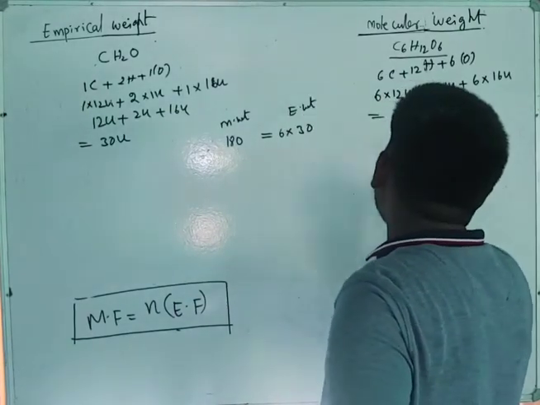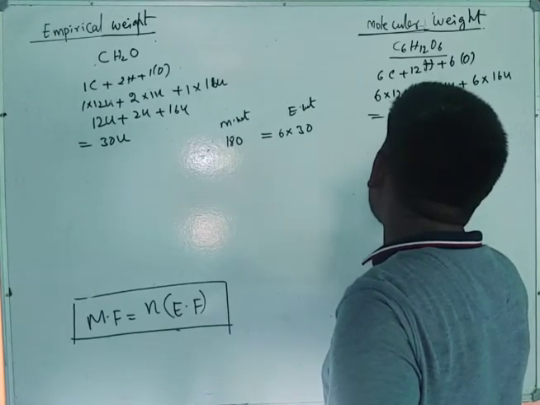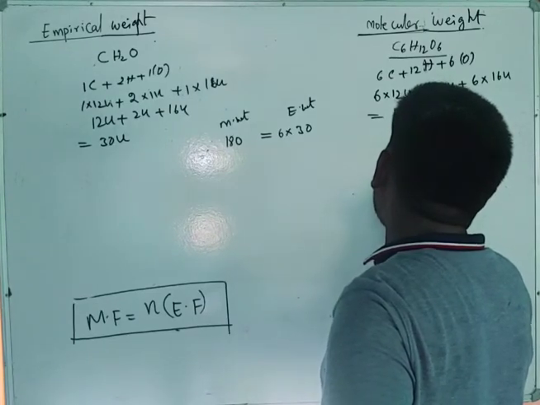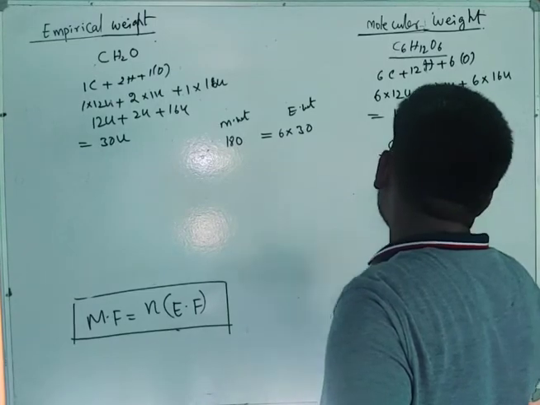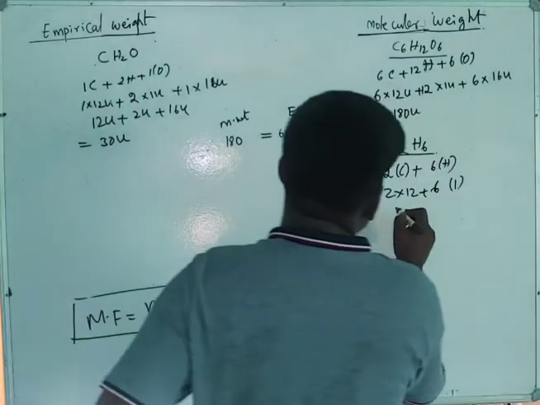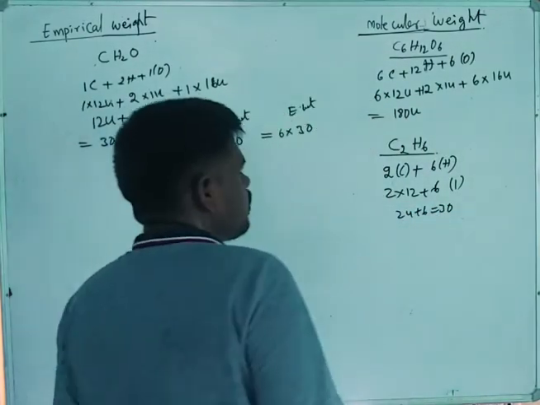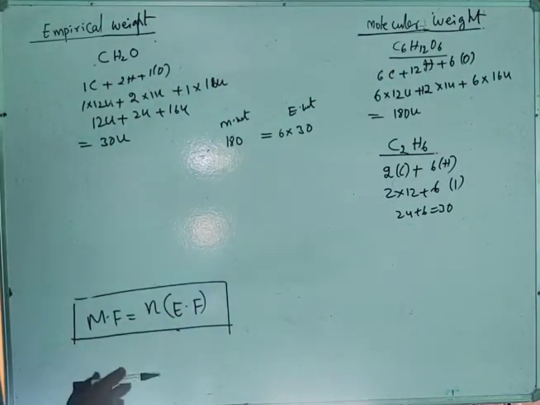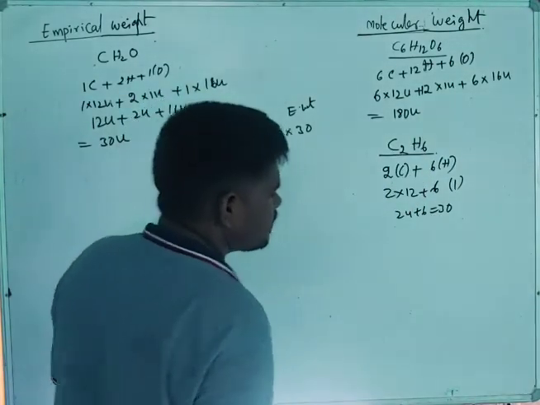So its molecular weight you can get by adding all the atoms present in the molecular formula. So now 2 into 12, and 6 hydrogens, atomic weight is 1. So 2 into 12, 24 plus 6, 30. 30 is the molecular weight of ethane. For ethane compound, molecular weight is 30.